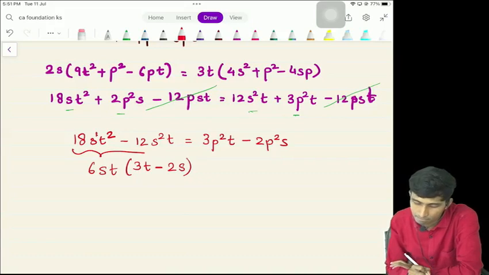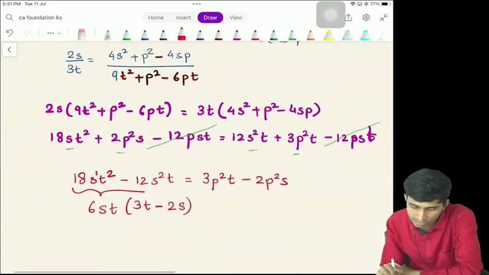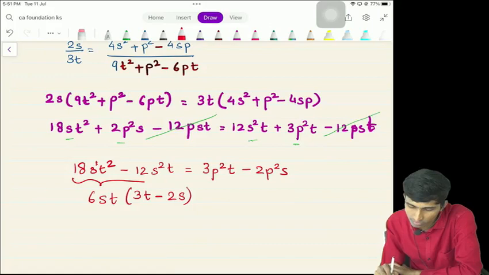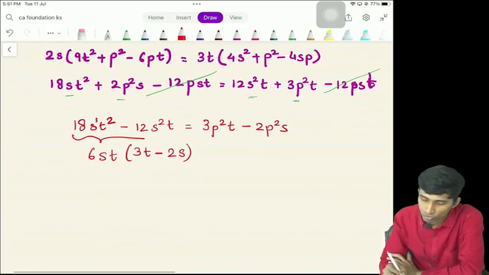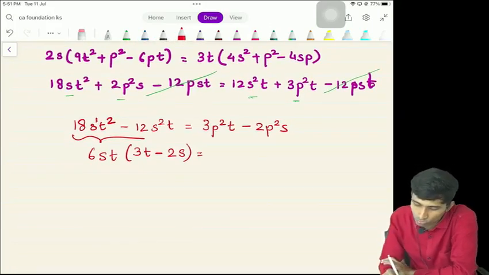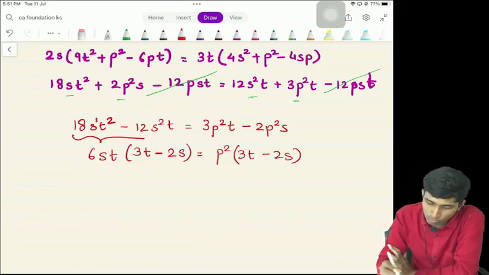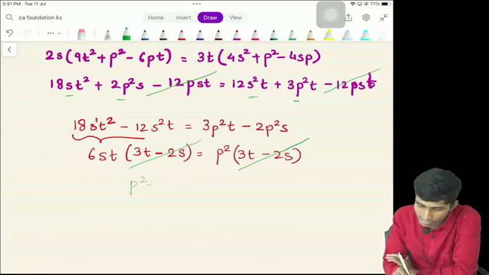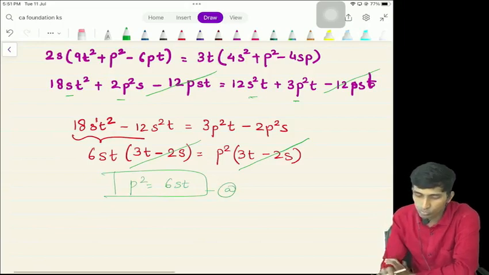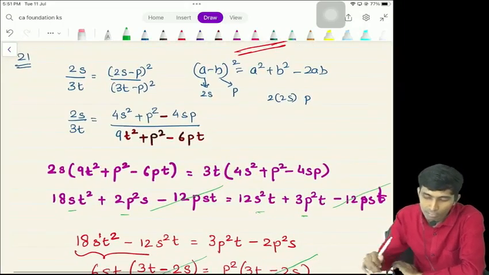Is it correct? Or is there any mistake? Sure? I think so. Yes? No, I think there is some mistake. Let's see. Okay, p square will be common: p square times (3t minus 2s). Oh, you people are genius. (3t minus 2s) will get cancelled. So p square is equals to 6st, and the option is A. Wow. Okay, copy.